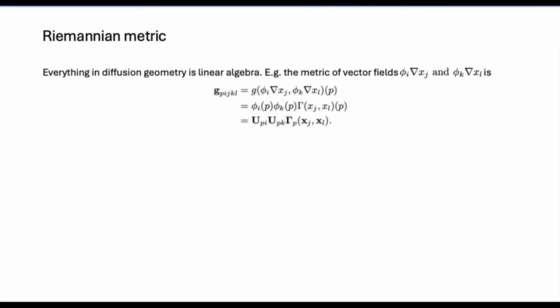Yeah, and then similarly with the Riemannian metric, again, we have some kind of tensor of interest, which is the metric of phi_j grad x_j and phi_k grad x_l. We can write this in this kind of form. You expand this all out, and again, we just get some kind of big matrix contraction together.